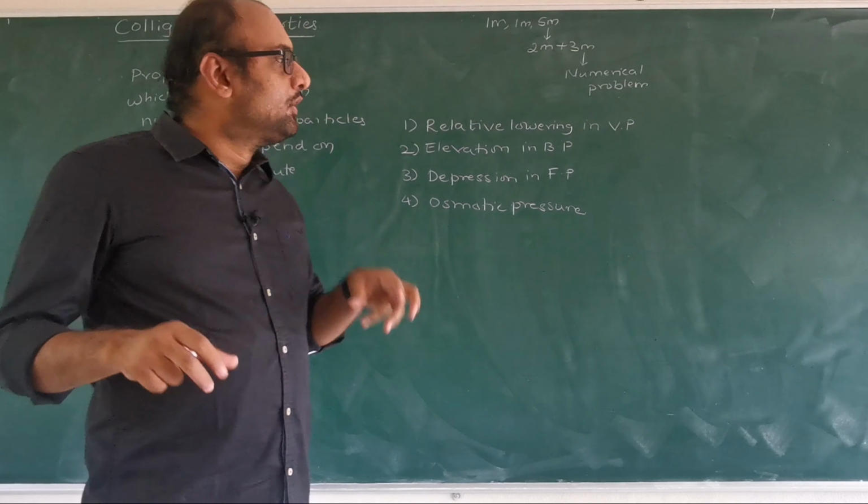So if you know the value of WB, MA, WA, and the relative lowering in vapor pressure, you can easily calculate MB, the molar mass of the solute. You have to remember this formula, because a problem will be asked on the calculation of molar mass of the solute. Hence you have to use this formula.